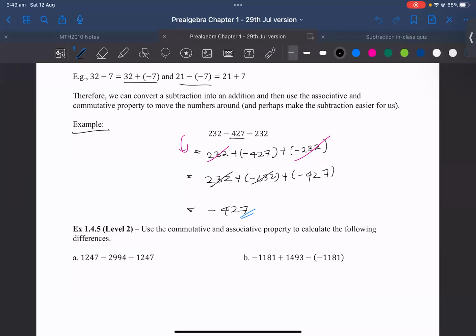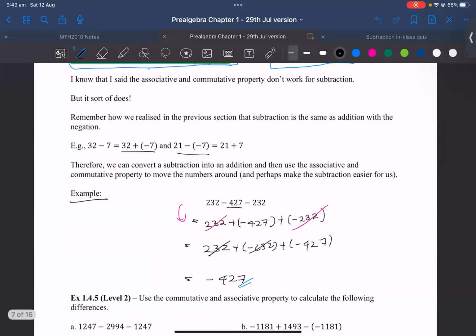For those online, this is page 7 on the second handout.